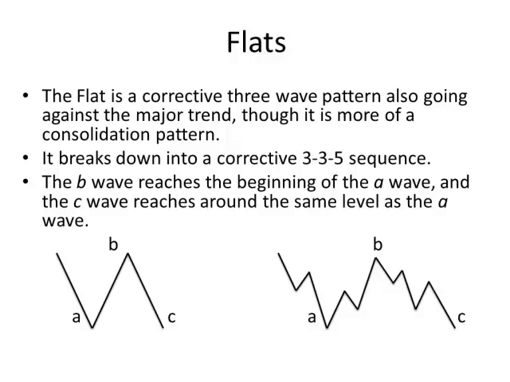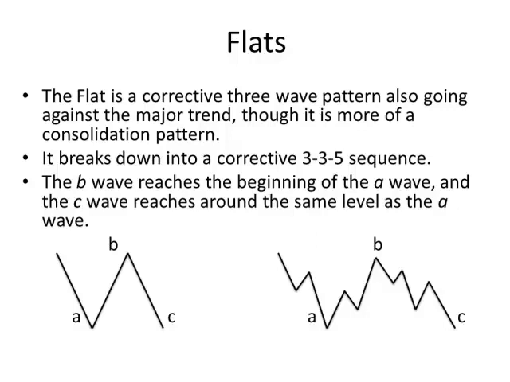The flat pattern is more of a consolidation, whereby we don't see much overall movement. This is also an ABC wave pattern, so it comes following a 5-wave pattern before it. The main difference is that instead of a 5-3-5 sequence, it's going to break down into a 3-3-5 sequence, and I'll go through the diagram as well. The other thing to note is that the lengths of the waves are roughly the same, A, B, and C. The B wave reaches the beginning of the A wave, and the C wave reaches around the same level as the A wave.